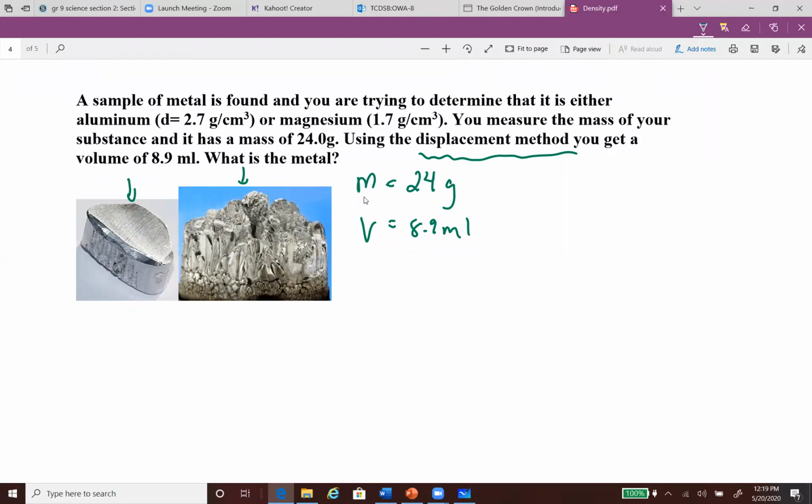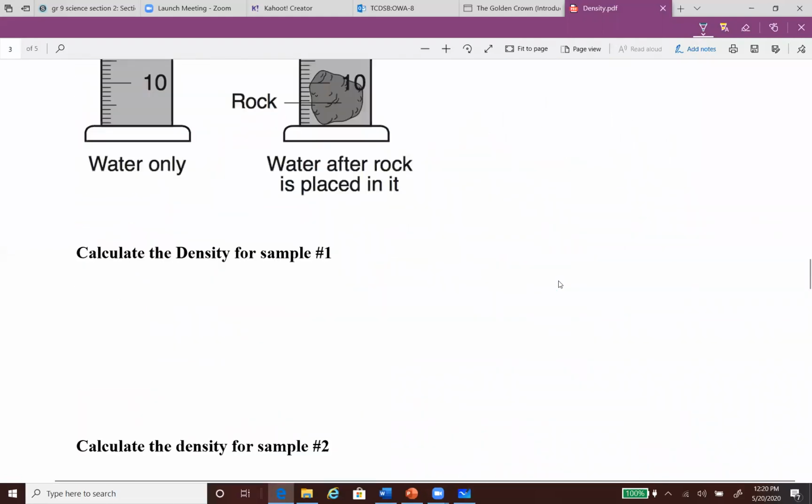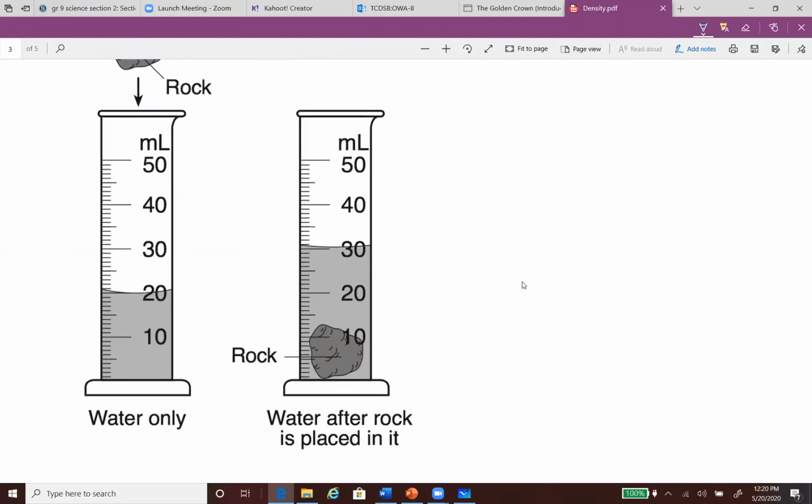Because if it's a cube, we know how to get the volume of that. We know how to get the volume of things like cones, spheres, but how would you get the volume of something that is so irregular like that? Well, we'll talk about this on Friday, but you can use something called a displacement method. The idea is really, really simple. You fill up a container with water, then you drop something in it, and the level of water will change.